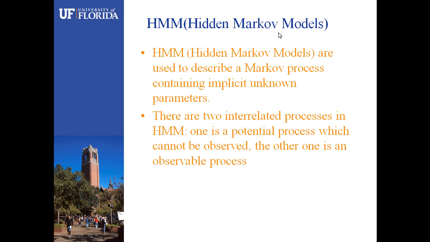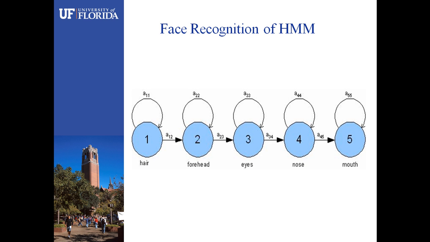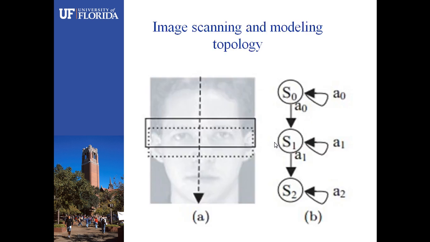HMM, hidden Markov models, are used to describe a Markov process containing implicit unknown parameters. We use HMM for training models of face images. Here we use a front face image as an example. The hair, the forehead, the eyes, the nose, and the mouth come in order from top to bottom. So we get this picture.